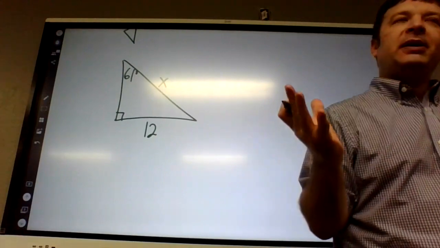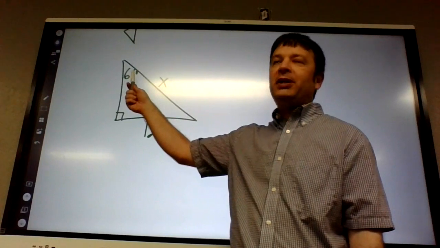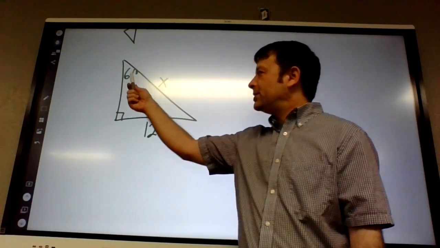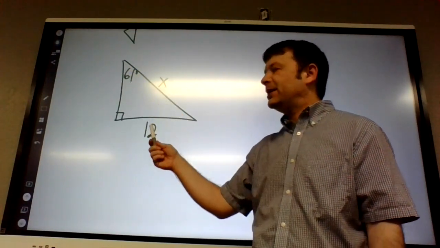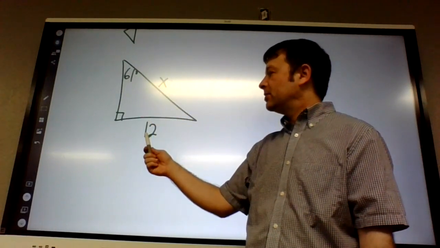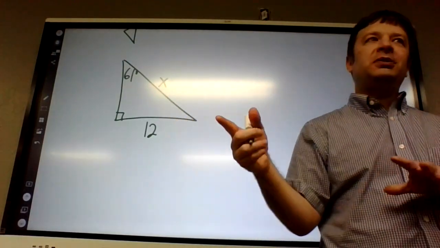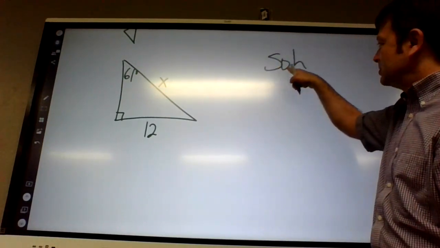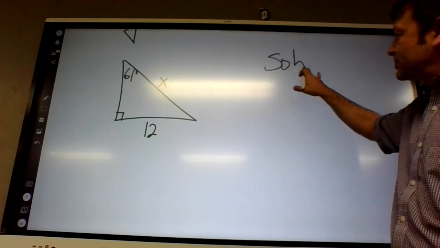So it's been a while. Again, this is something we haven't done since last year, but you take one of the angles, 61, or this would be like 29. You take this angle, and relative to this angle, what two sides, you need a side you know already, and then the side you're looking for. What sides are we looking at here? Opposite, hypotenuse. Which trig function uses opposite and hypotenuse? So, sine. SOH: sine equals opposite over hypotenuse.